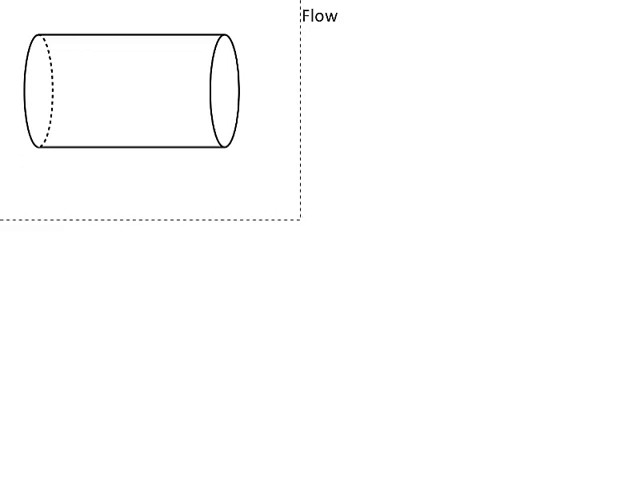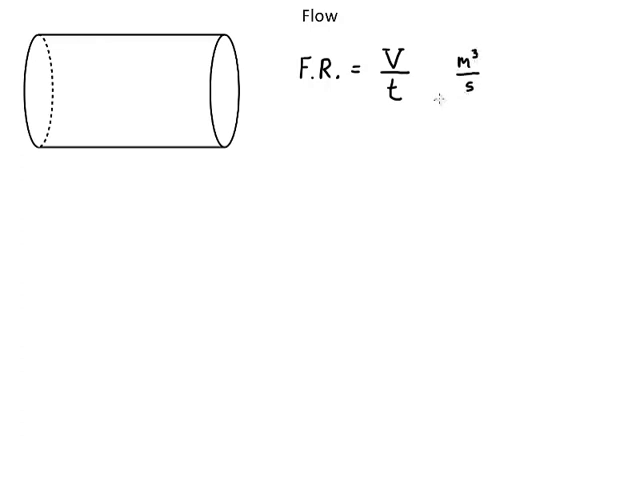Hi, we're going to look at the math behind flow and Bernoulli's equation. We're going to start off by defining a quantity known as flow rate, and I'm going to abbreviate that with FR. Flow rate is defined as the volume of fluid that passes a particular point per time. Since it's a volume, it would be in meters cubed per second.